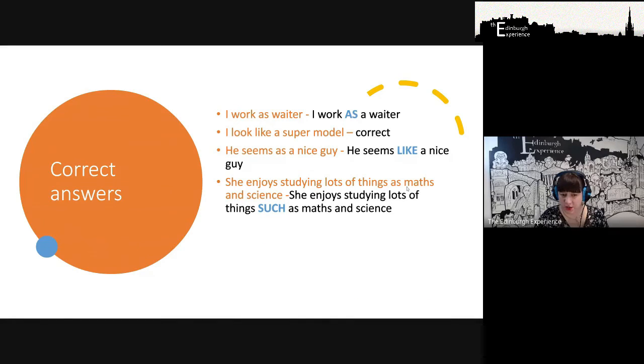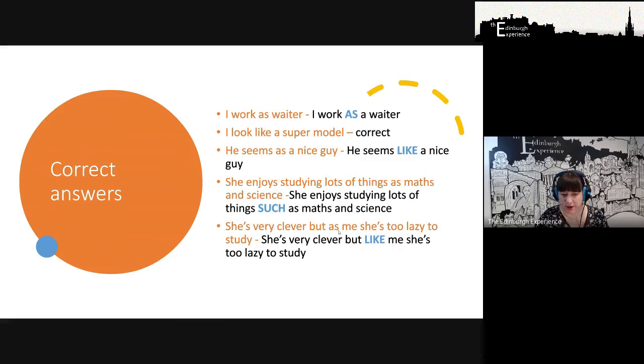She enjoys studying lots of things as maths and science. We needed to include such, not such as. Yeah. She's very clever, but as me, she's too lazy to study. She's very clever, but like me, she's too lazy to study. Okay, because we have the noun, yeah, and we're making that comparison. And, you know, it's important to keep fit, as you know, not like.